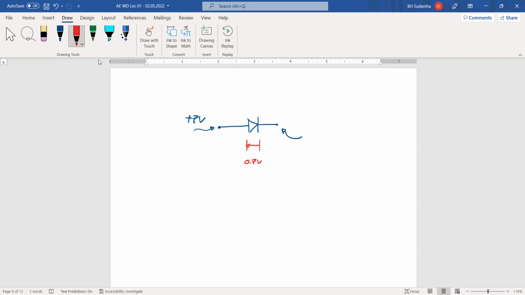Then on the other side, we will have 7 minus 0.7, this side 6.3 volts. Altogether 6.3 plus 0.7 is 7. This side is balanced. We applied 7 volts, 0.7 will be dropped across the diode, then the other side we will receive 6.3 volts.